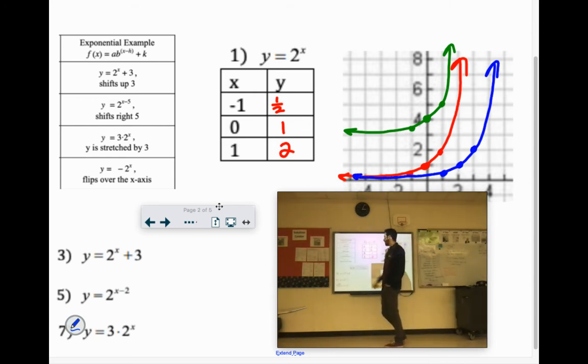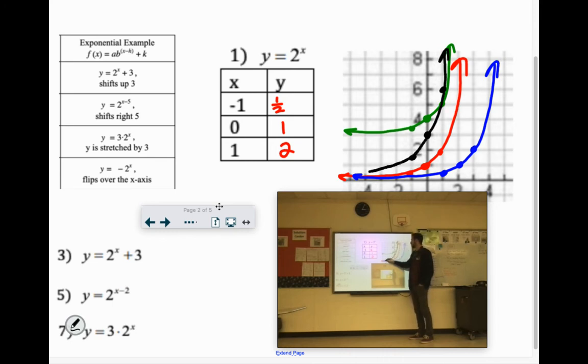And then if you look at number 7, it's 3 times 2 to the x. So we would take all these values and multiply them by 3. So 0.5 times 3 is 1.5. So we'll have -1, 1.5. 1 times 3 is 3. And 2 times 3 would be 6. So this would be a stretch, but it still has an asymptote at 0.